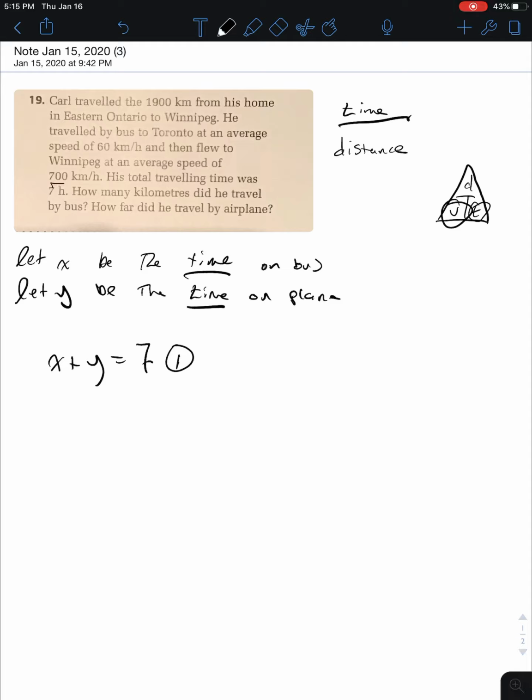Your second equation is going to revolve around the other information that they give you, in this case velocity. But I have to turn the velocity information into a distance equation, because I'm interested in the distance, since that's what I'm trying to answer ultimately: the kilometers that he traveled by each. So where's the bus? The bus is traveling how fast? 60. Wait, let me just erase what I've got down.